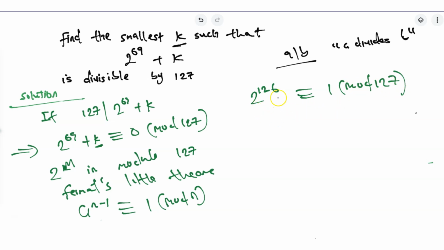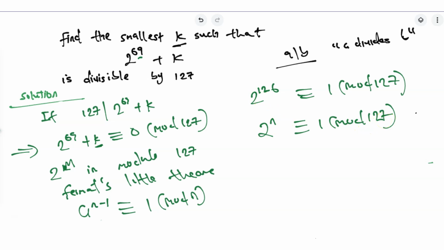Even though 2 to the power of 126 is congruent to 1 modulo 127, we are dealing with 2 to the power of 69. However, we can observe something. Let's find the smallest n such that 2 to the power of n is congruent to 1 modulo 127. We already know that 126 is a possibility, but we want to find the smallest n such that 2 to the power of n is congruent to 1 modulo 127.